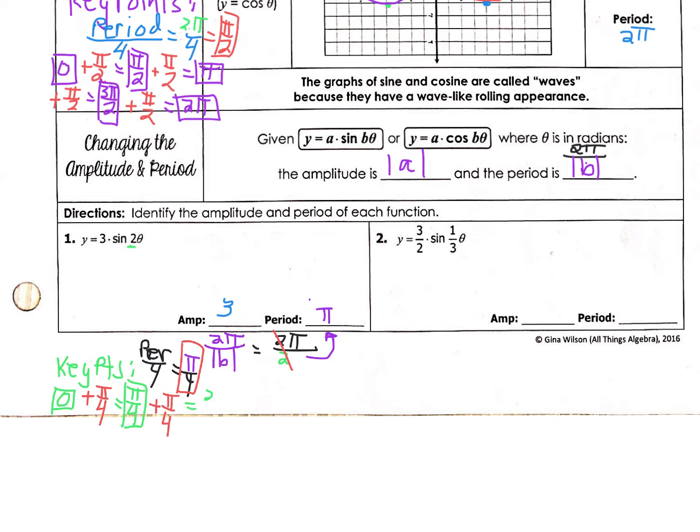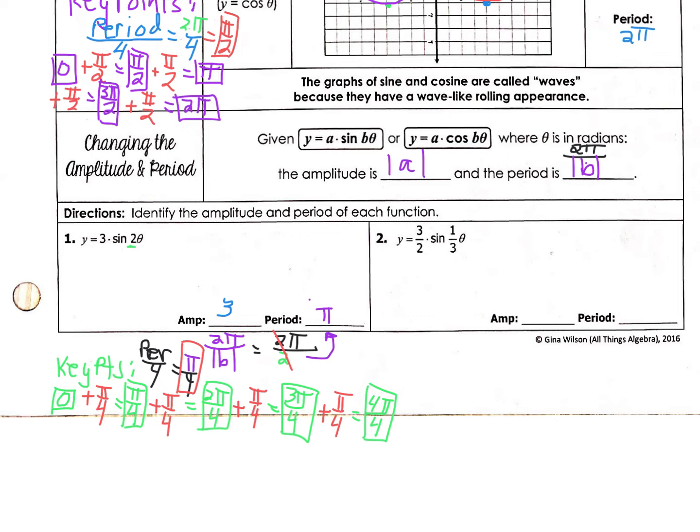That equals 2 pi over 4, which is pi over 2, but we're going to leave it 2 pi over 4. And then we're going to add pi over 4. And that equals 3 pi over 4. So now I have 4 key points. I need 1 more. And so then we're going to add pi over 4. And that gives us 4 pi over 4, which of course is pi.